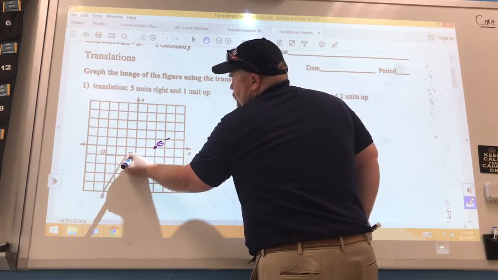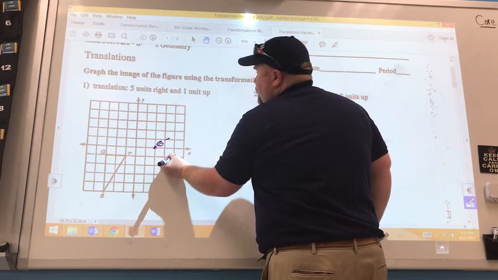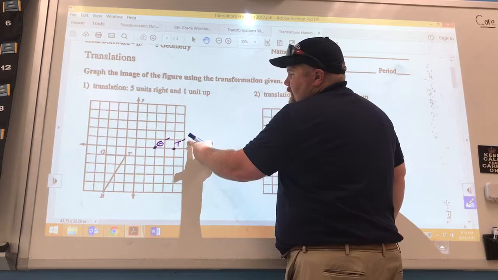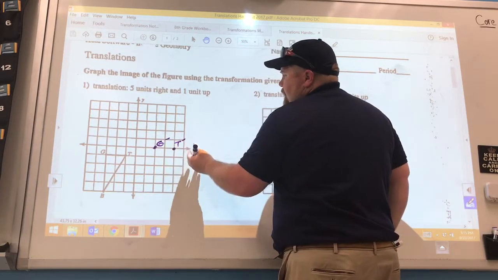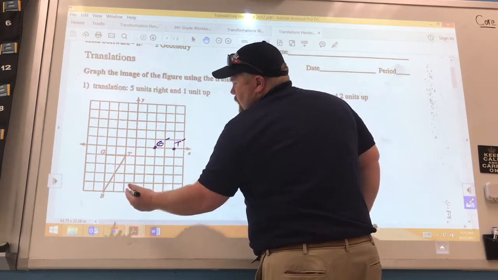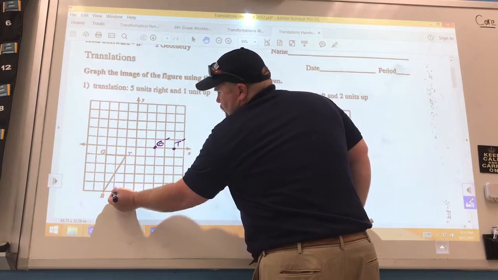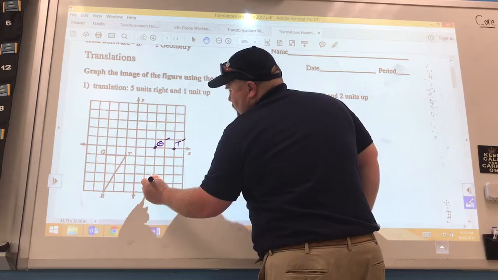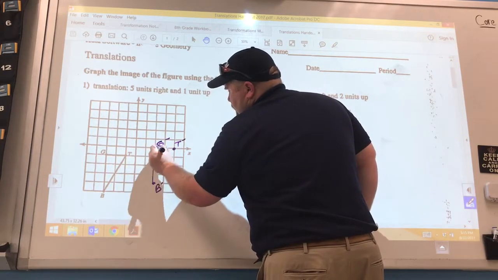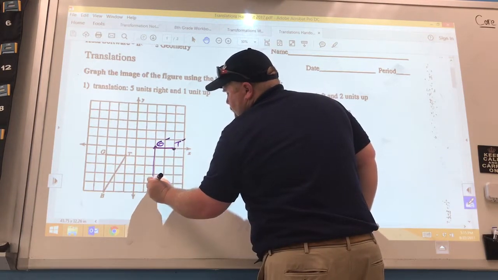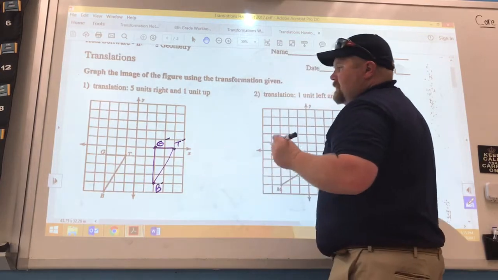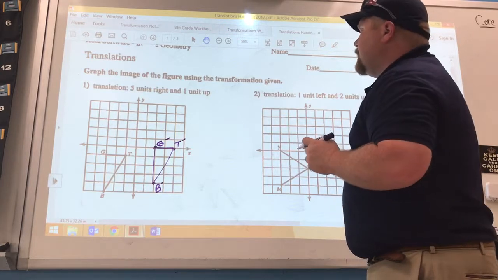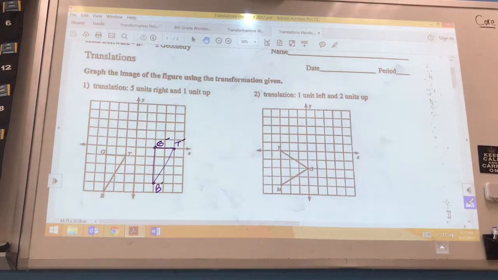So T, 1, 2, 3, 4, 5, 1 unit up, and that is T prime. The prime designation indicates that this is the translated figure that we're working on. It's the new figure. Letter B, 1, 2, 3, 4, 5, 1 unit up, and that is B prime, and then you reconnect the dots. And you should have a congruent figure, meaning they're exactly the same. Same size, same shape, even the same orientation if it's a translation. So that's how you'll do problems 1 and 2.